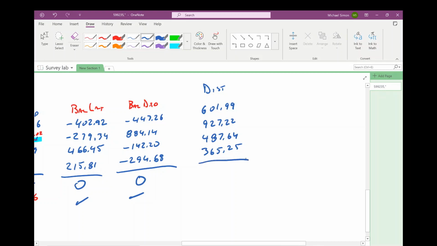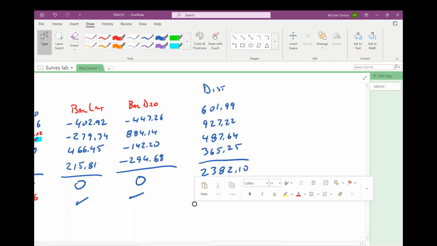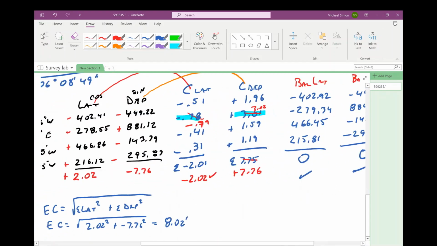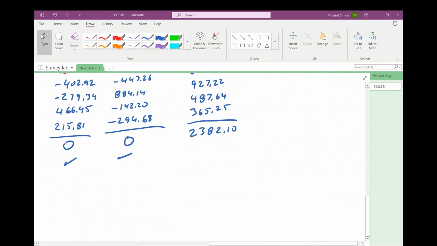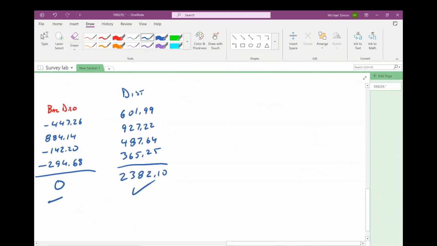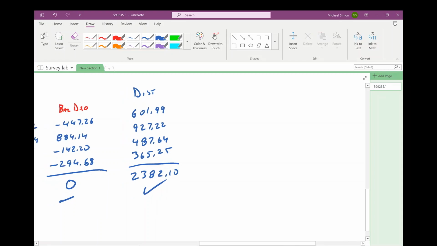Now when I sum these up, hopefully this matches what I had before. 601.99 plus 927.22 plus 487.64 plus 365.25, 2382.10. I don't remember what I had, 2382.10. Awesome. Okay, it matches. That's great. So that's another check.